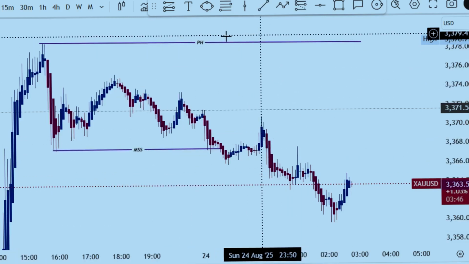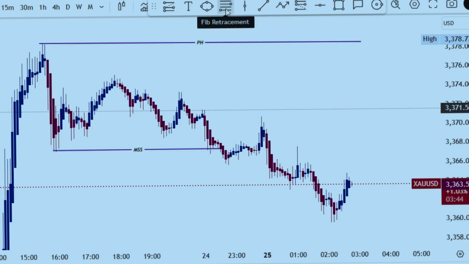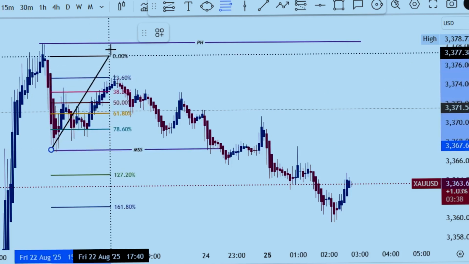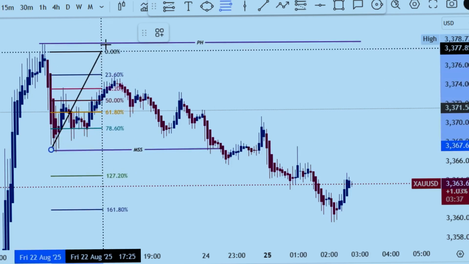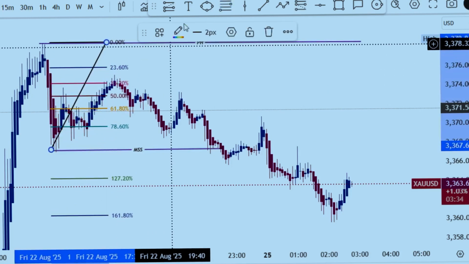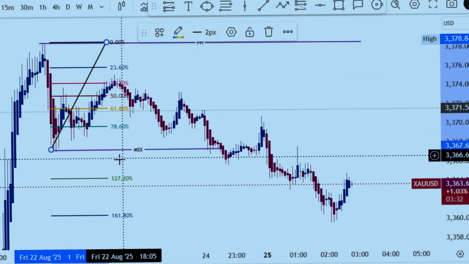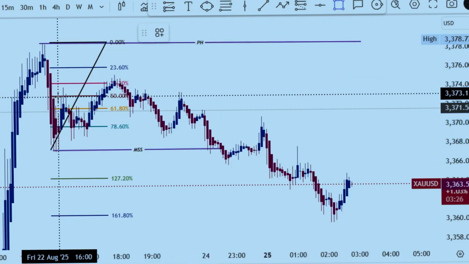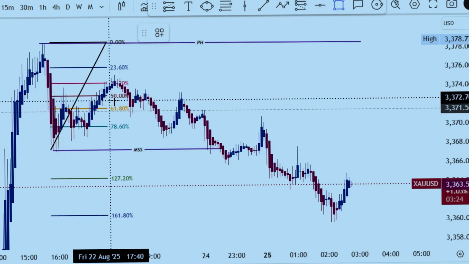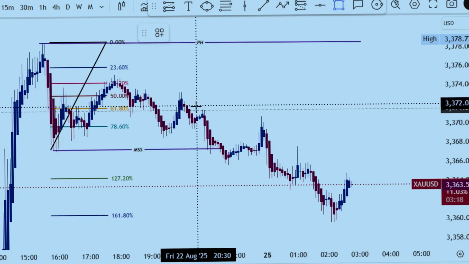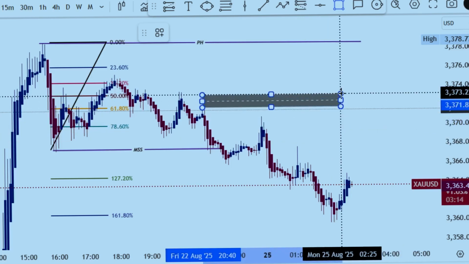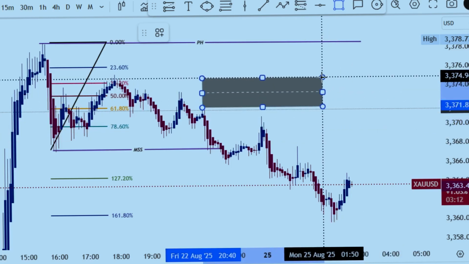So what you are going to do now is take our fib tool from here, from the low point there to the protected high. We're going to mark our zone once more. We'll mark our zone right here from this particular point. You can use here to the upside.